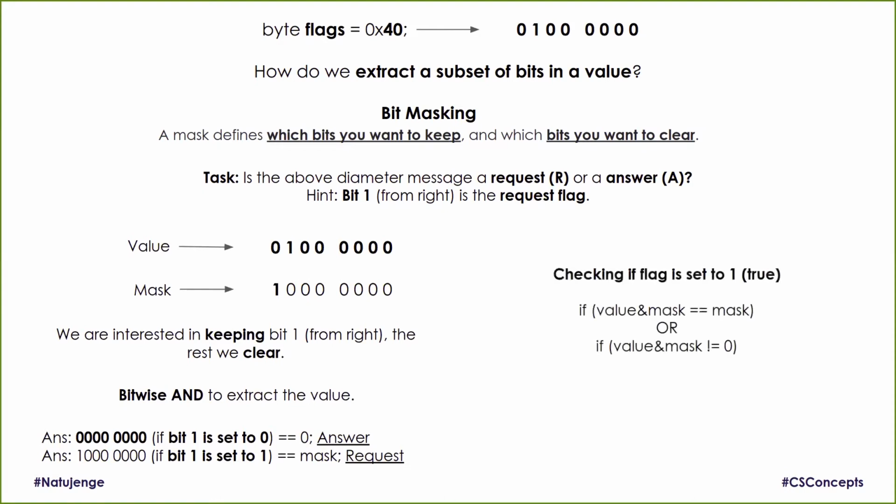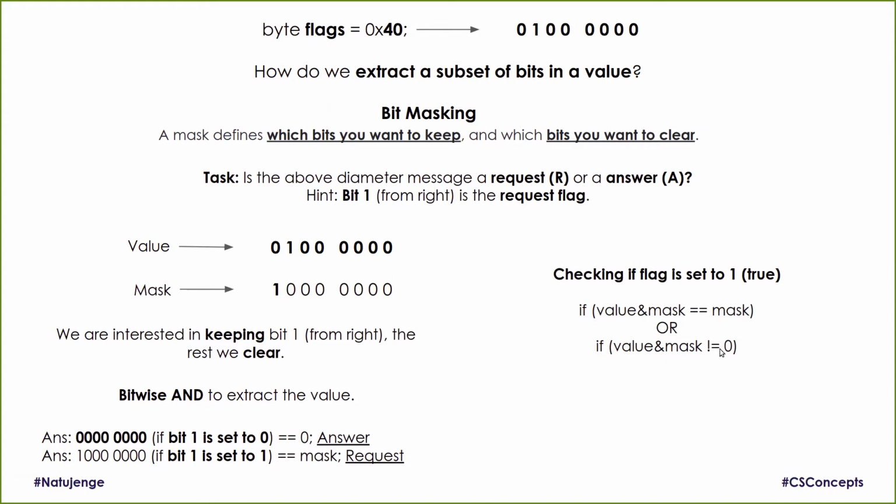So how do you check if a flag is set to 1, or here we can say true? The idea is we take the value, as we've seen here, we AND it with the mask, and if the result is equal to the mask, just like you can see here where the result and the mask are the same, it means that the bit in question was actually 1.